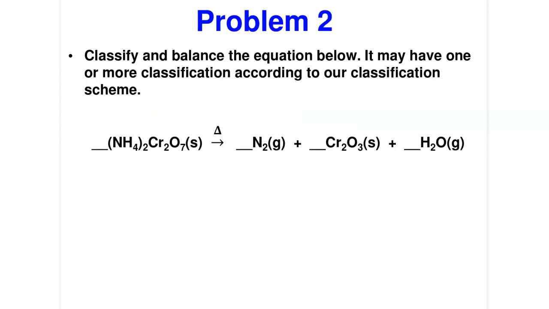The next one says, classify and balance the equation below. It may have one or more classifications according to the classification scheme. Let's see if it will have more than one. If you look at this reaction, you find that ammonium dichromate starts with one thing and breaks down into 3 stuffs. That has to tell you that this reaction is breaking down. We call it a decomposition reaction. So I would say this reaction is a decomposition reaction. That's exactly what I have here. A decomposition reaction. And then we balance the equation.